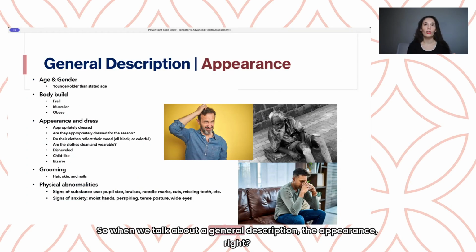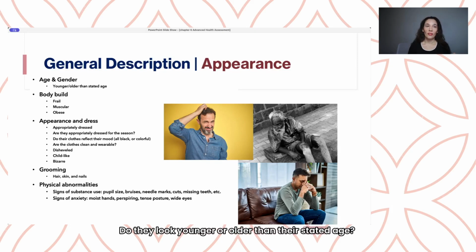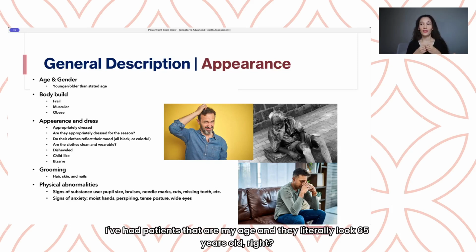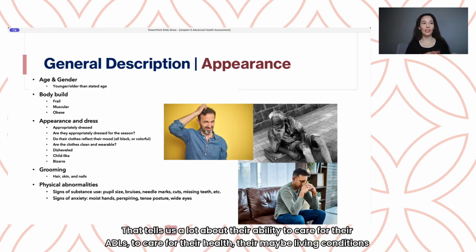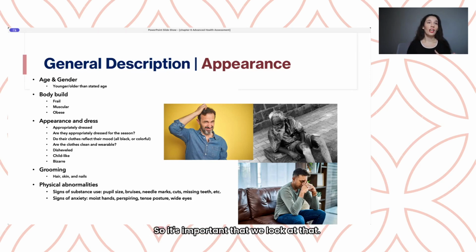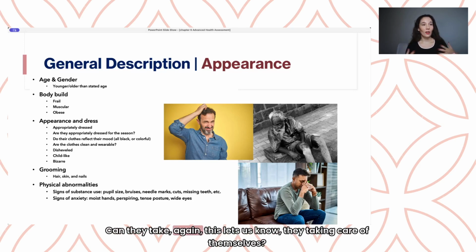So when we talk about a general description, the appearance, we want to look at their age and gender. Do they look younger or older than their stated age? I've had patients that are my age and they literally look 65 years old, right? That tells us a lot about their ability to care for their ADLs, to care for their health, maybe their living conditions, and their ability to take care of themselves. So it's important that we look at that. Body build: are they very frail? Have they not been eating? Are they muscular? Are they obese? Again, this lets us know if they are taking care of themselves.